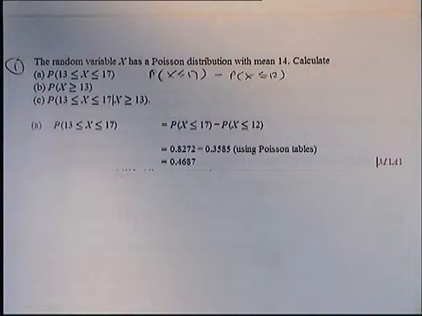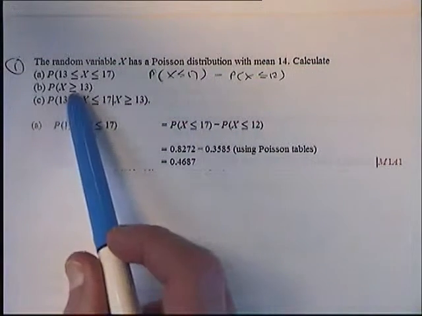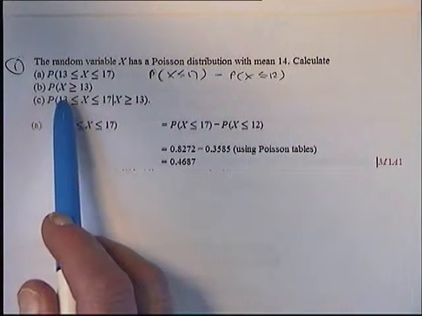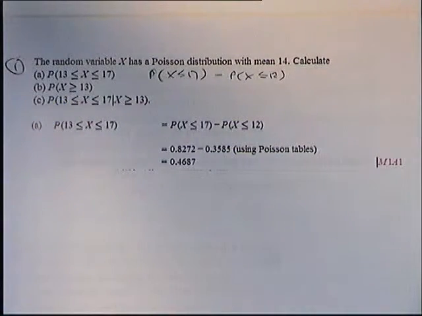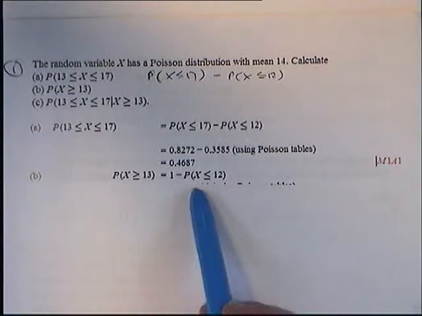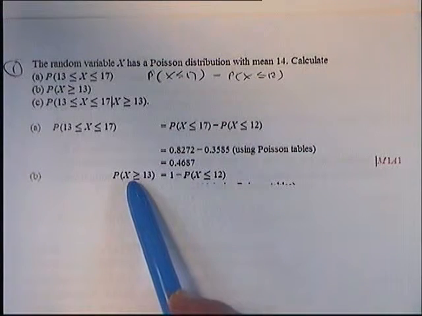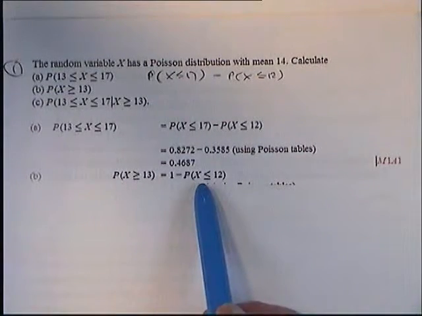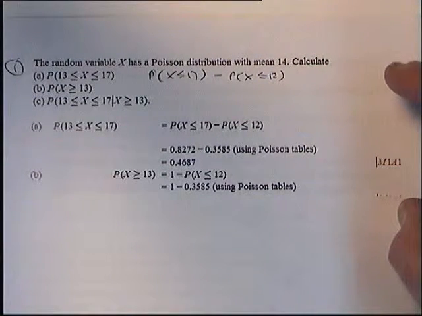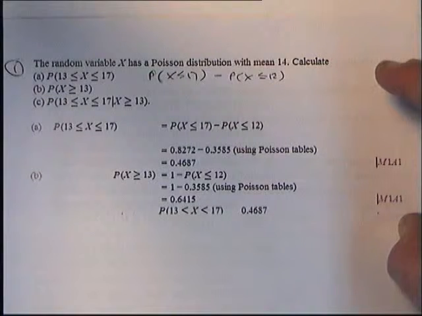So if that's how we did between 13 and 17, part B of the question was probability greater than or equal to 13. Can somebody from a different table tell me how we would do that? 1 minus the probability less than or equal to 12. Yes, that's exactly right. Turn it around the other way. Your tables are less-than tables, that's including 13. This mustn't include 13. So it's 1 minus less than or equal to 12. You can get that from the tables and do your taking away.